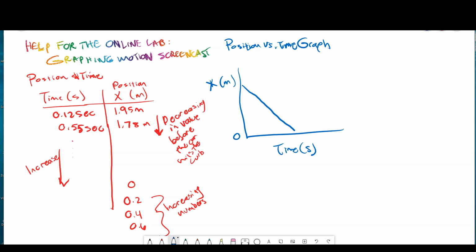As time goes on, we would expect to see something like this with our data, where the position changes with time. It'll bounce off the 0 mark and then continue to change in a positive sense. So that's what you would expect to see for a position-time graph.